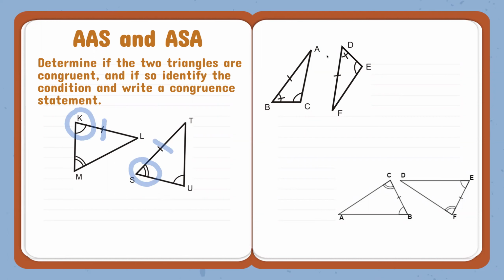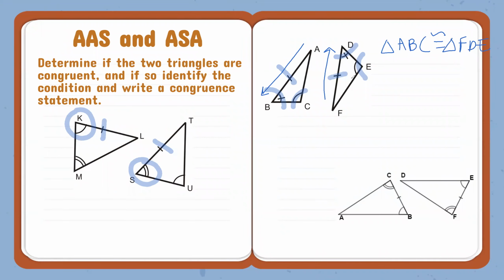Looking over here, we have an angle, angle, side. Here we have an angle and a side. So these two triangles are congruent. Let's write a statement. I'm just going to do ABC is congruent to A down to B. It looks like, correct me if I'm wrong, F, D, E.